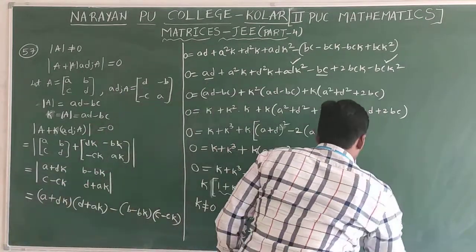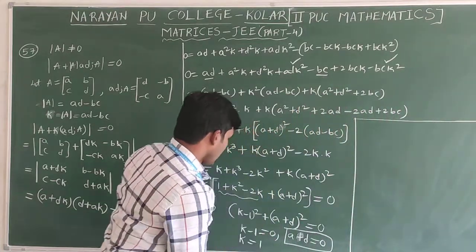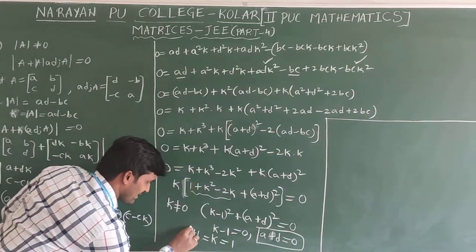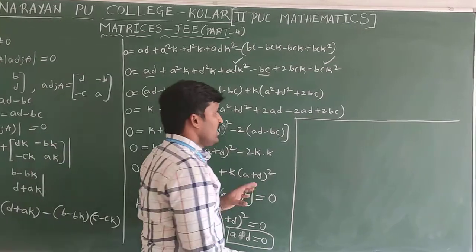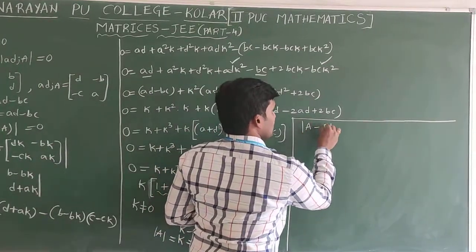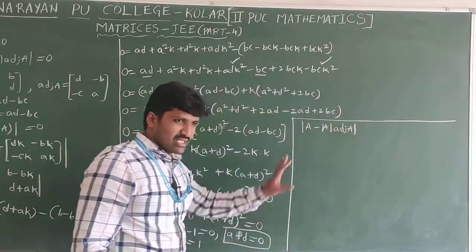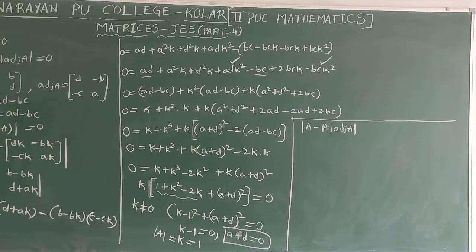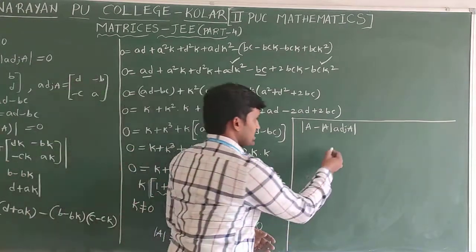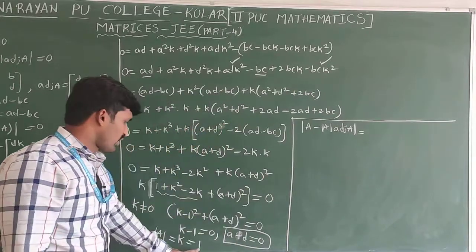Now we got the k value. K means det A value, k is nothing but det A. Clearly. Now what are they asking? Det of A minus det A into adjoint A. For this also we need to follow the same method. If you simplify this, you will get the notation, the value wise. So how much did we get here? 1.